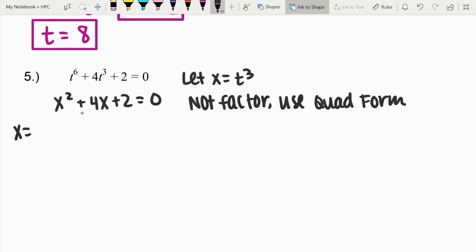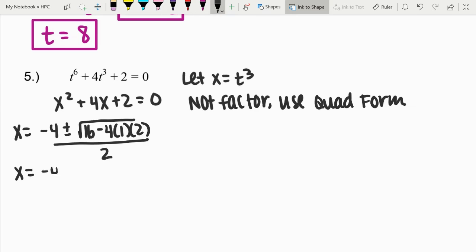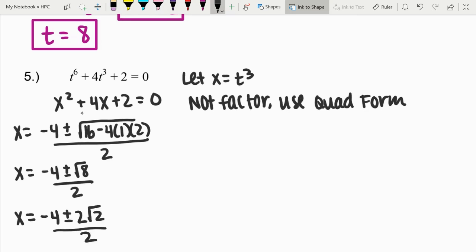Okay, so we are going to have x equals negative 4 plus or minus the square root of 4 squared, which is 16, minus 4 times a times c, divided by 2 times a, which is going to give us 2. So I have x is equal to negative 4 plus or minus the square root of 8 all over 2. So we have x is equal to negative 4 plus or minus 2 root 2 all over 2. And last step, x is equal to negative 2 plus or minus the square root of 2.